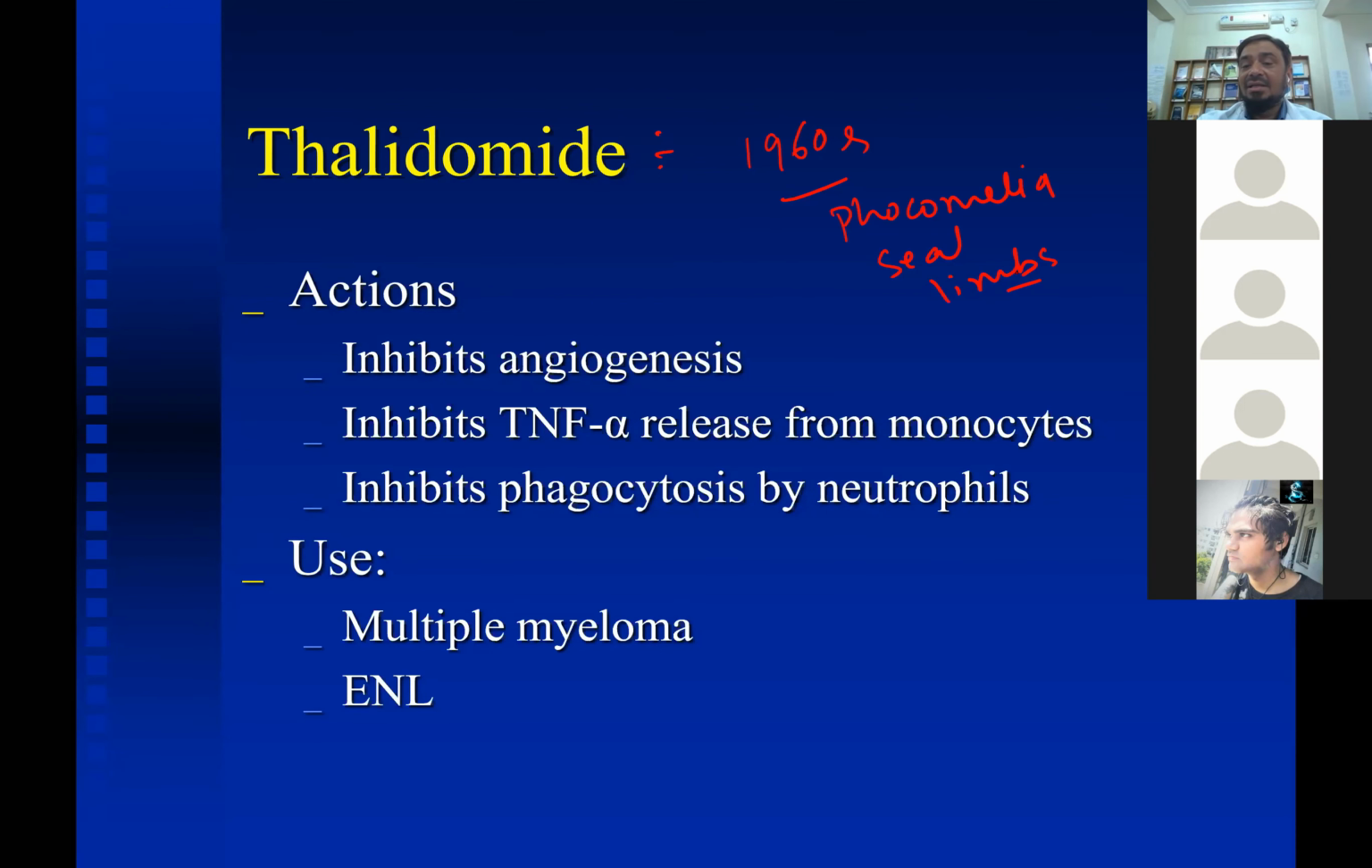But again, this drug made a comeback, and this time it is absolutely contraindicated in pregnancy. It is used only for multiple myeloma, or for erythema nodosum leprosum. That too, you have to be sure that the patient is not pregnant. Thalidomide inhibits angiogenesis, also inhibits TNF alpha release, and inhibits phagocytosis by the neutrophils, and it is a very good immunomodulator used in multiple myeloma and ENL.